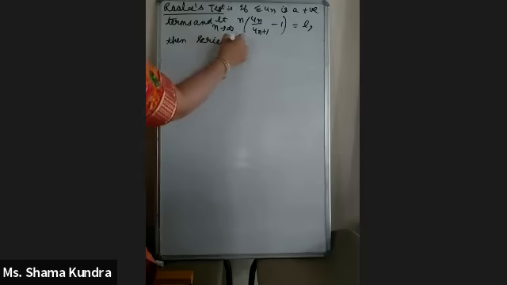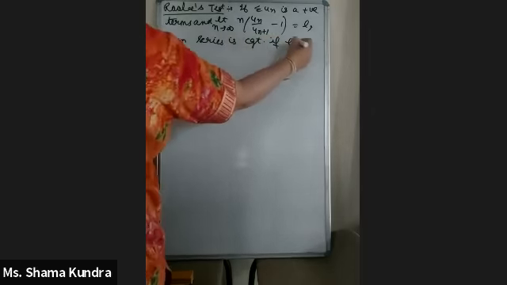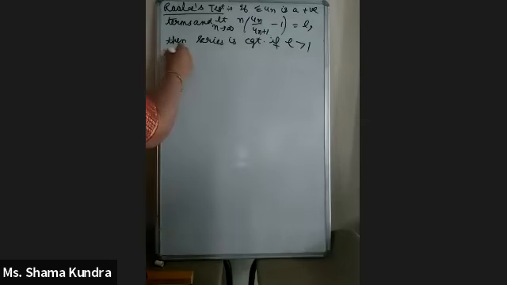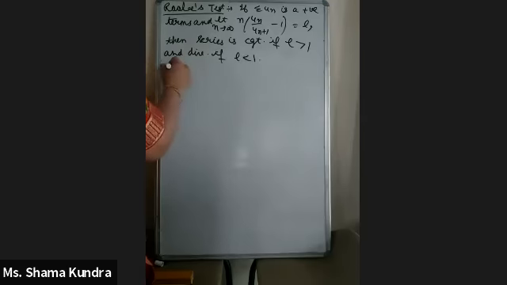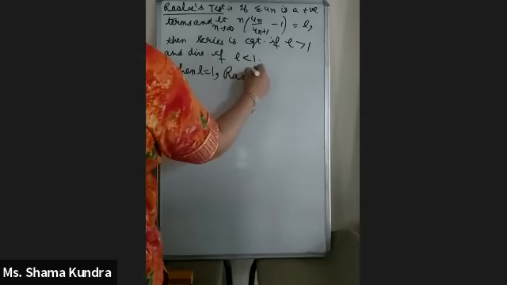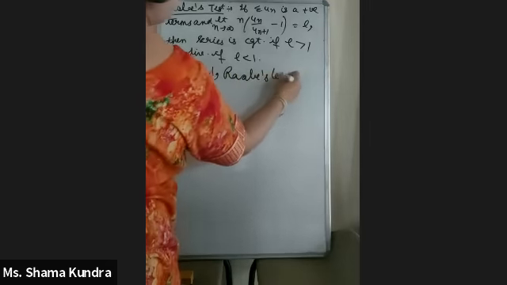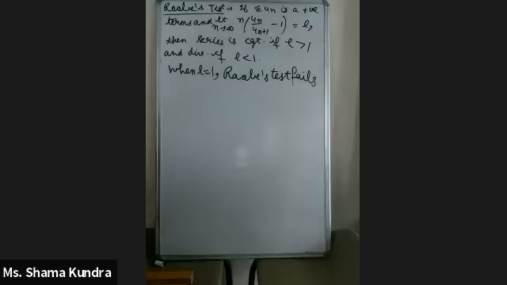the series is convergent if L is greater than 1 and divergent if L is less than 1. When L equals 1, Raabe's test fails.